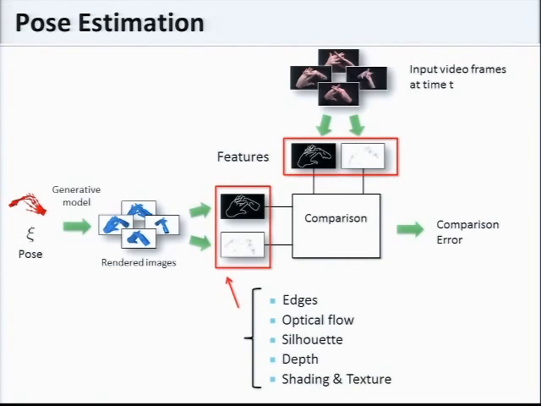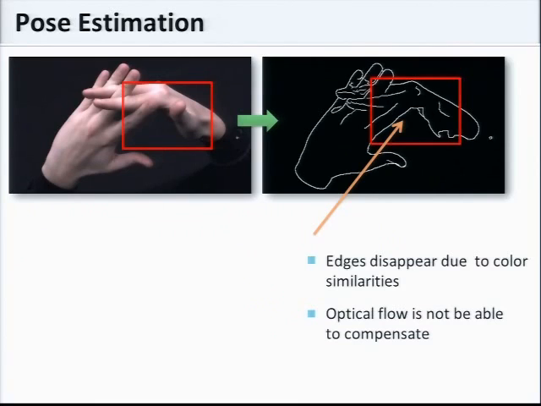Depth, shading, and texture are very good cues, but to have depth, you either need a depth sensor or cameras with a small baseline. For shading and texture, you need prior information, such as where the light is, or you need the texture of the hands. So in our approach, we started using edges and optical flow for this reason, because we didn't have this kind of additional information. But we soon realized that these were not sufficient, because when hands touch each other, exactly during the interaction, edges disappear due to color similarities, and optical flow is not able to compensate if this lasts for multiple frames.